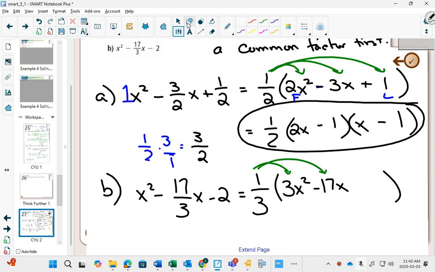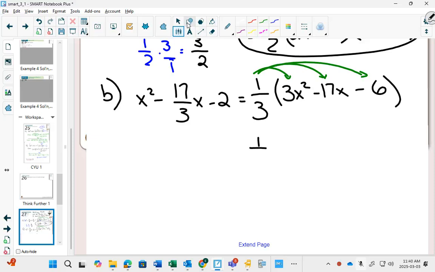And 1/3 times what, trying mental math here, 1/3 times what gives you 2? 6. And it's a -2, so it'll be a -6. Excellent. First one is 3x squared. You see you only have one option: 3x and x. The last one's a 6.